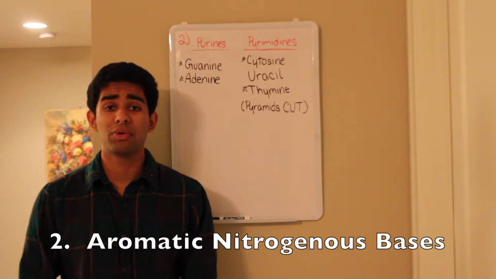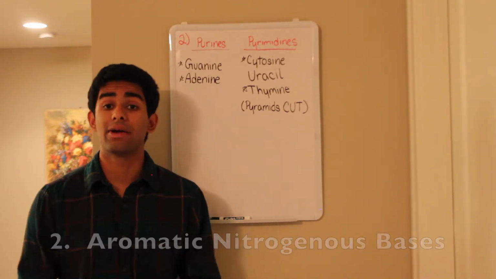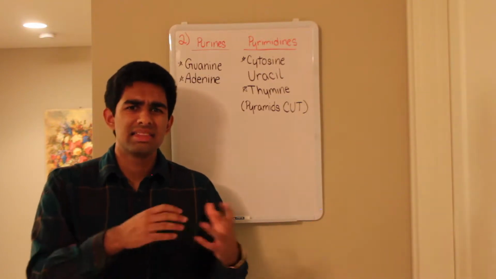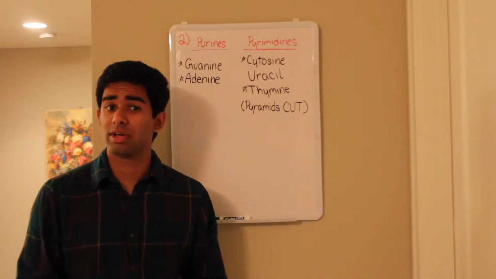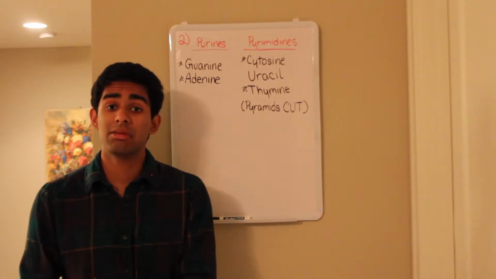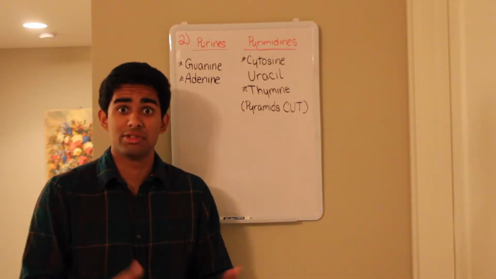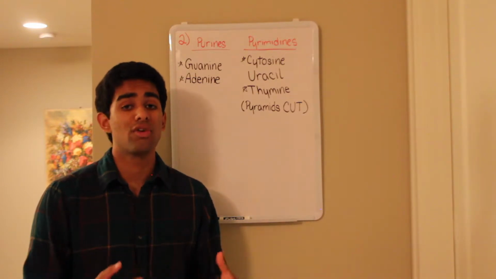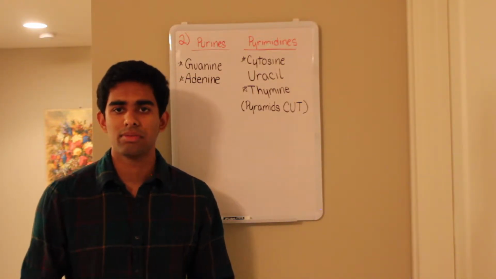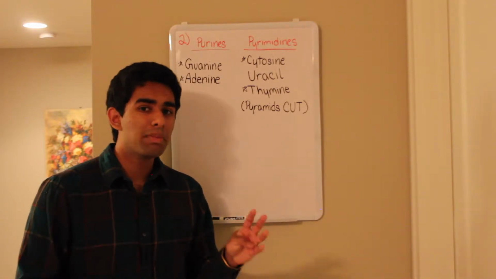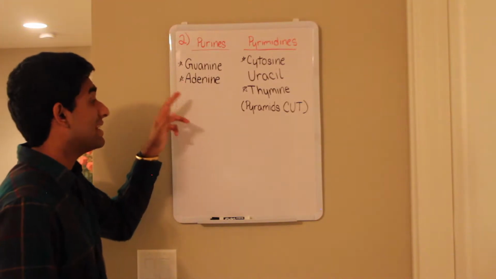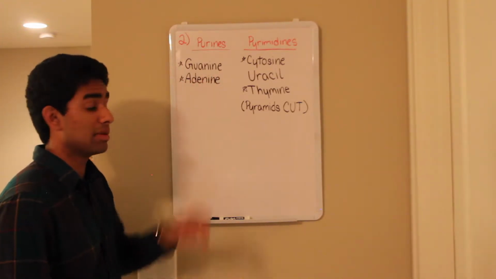The second component is one of the 4 aromatic nitrogenous bases. Aromatic simply means that these molecules contain an aromatic ring. Nitrogenous also means that these molecules contain a nitrogen atom, and base means that these are basic molecules overall. These are all very simple chemistry terms that you are already probably very familiar with. The list of the 4 bases that are found in DNA are as follows: guanine, adenine, cytosine, and thymine.